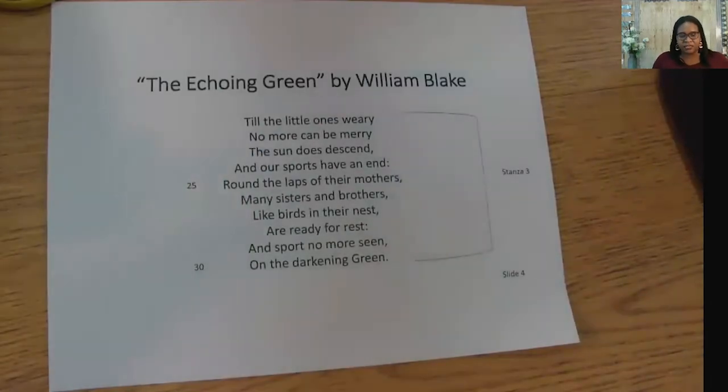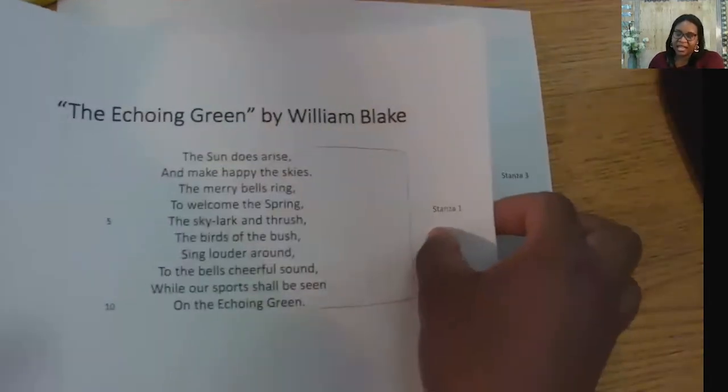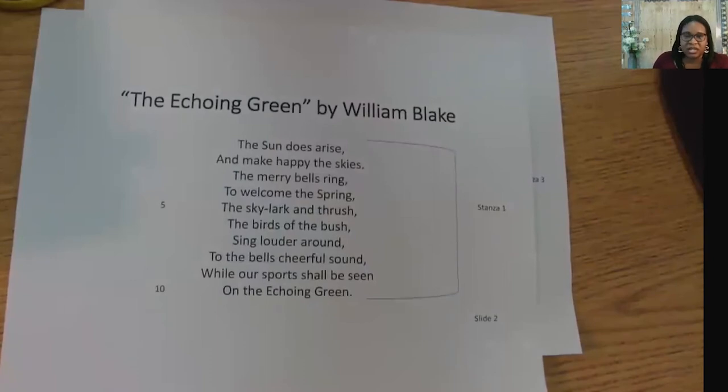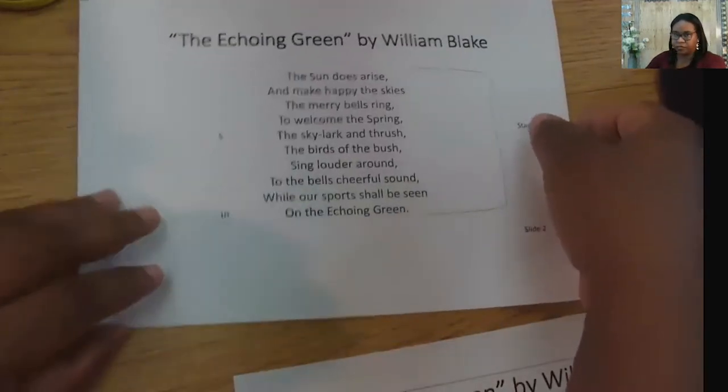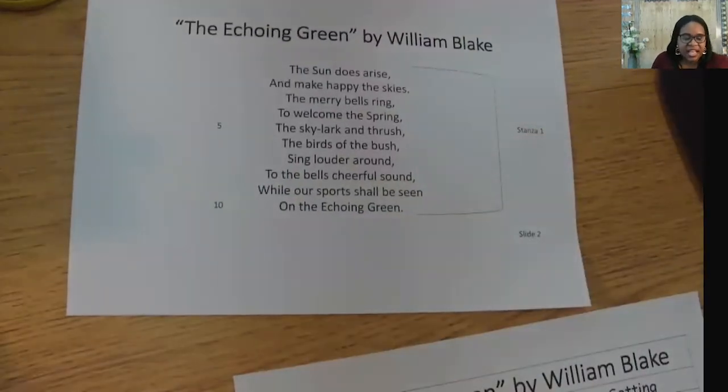Now, just like other types of writing, poetry can have characters, and this one does. The first question I want you to consider is, who are the characters in The Echoing Green and what are they doing? We're going to look at this stanza by stanza. A stanza is the way words are grouped in a poem, similar to how paragraphs are ways we group words in essays or stories. In this poem, we have 3 stanzas. I have written each stanza on a different piece of paper so it will be easier for us to discuss.